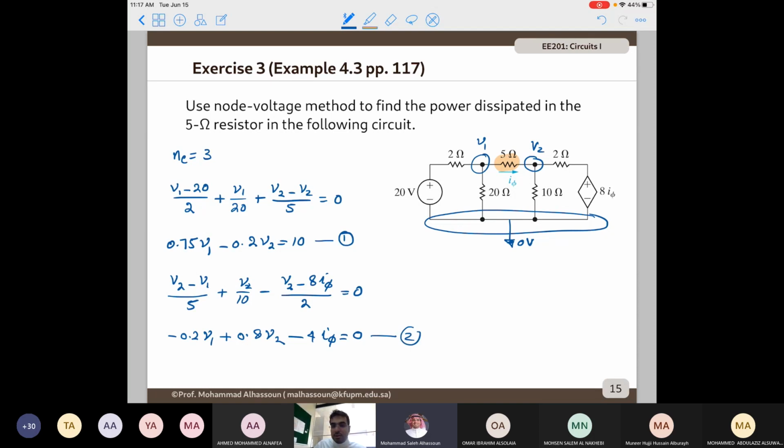So now notice that the fact that I have a dependent source added an extra equation. So I need to relate I phi to V1 and V2. So how to do that? Okay, let me look for a new one. Adnan? Yes, doctor. How to write an equation of I phi in terms of V1 and V2?